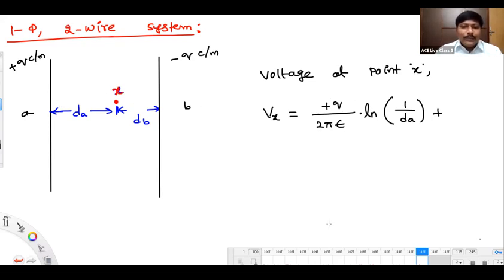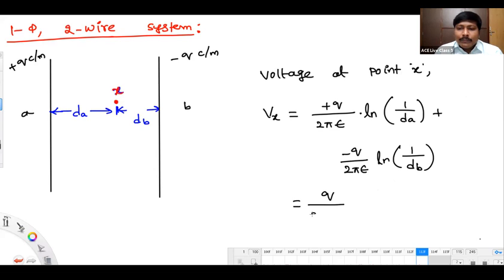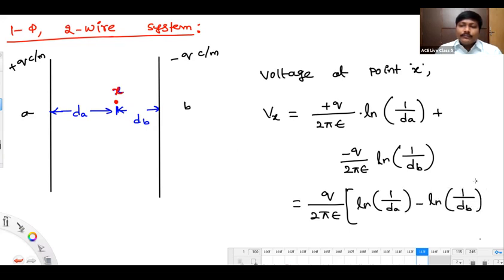Next, due to charge B, could you please tell me? Due to charge B, it is minus Q by 2 pi epsilon ln of 1 by the distance dB from the point X to charge B. And you take Q by 2 pi epsilon common from this: Q by 2 pi epsilon, natural logarithm 1 by dA minus natural logarithm 1 by dB.